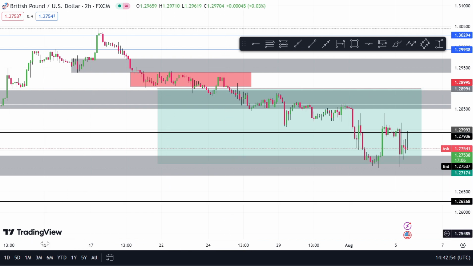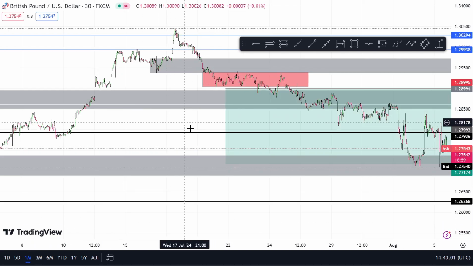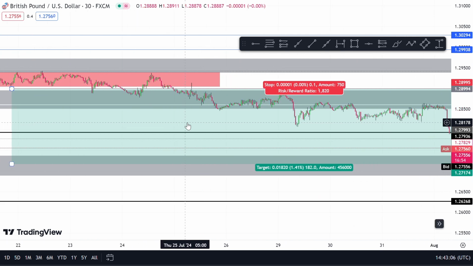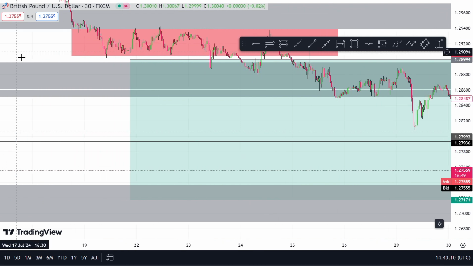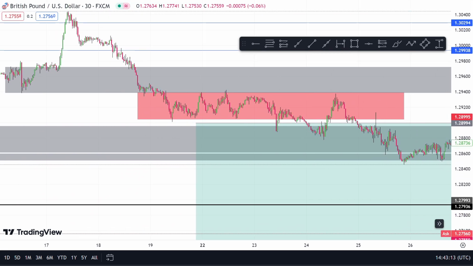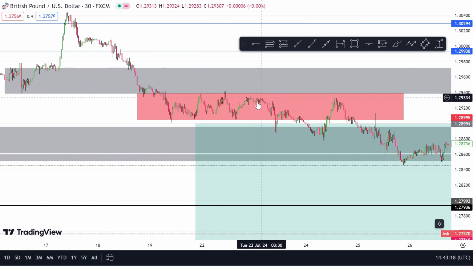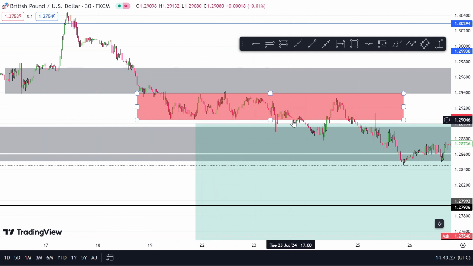Now let me go down to the lower time frame. Let me show you how I took the trade. Are you seeing that consolidation I was talking about? This was the consolidation. Price broke past it, consolidated at this point, and now price broke structure also, breaking out from the consolidation.